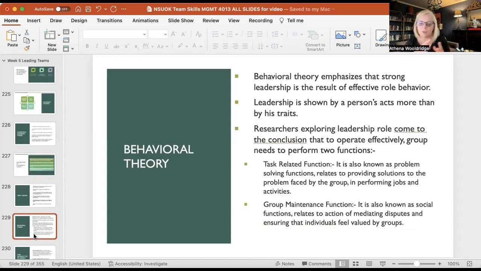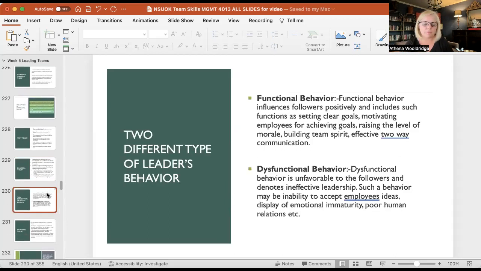What about behavioral theory? This is a type of leadership that's known by a person's actions, right? Strong behavioral leaders want to practice what they preach, in a sense, right? They come into 2 different groups here. The task related function: they're problem solvers, they aid in this sort of thing. And the group maintenance: they mediate disputes very well. They ensure people feel valued. They're cohesive types of groups. So those are a couple of different behavioral theories.